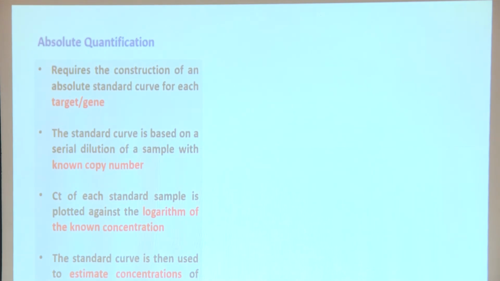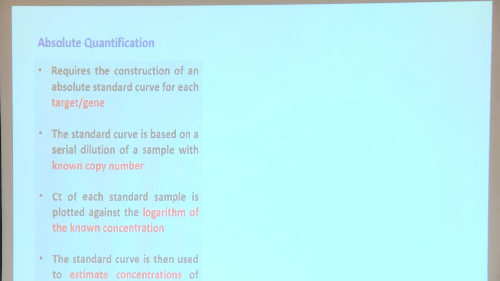Some more points about absolute quantitation. In absolute quantitation, you are estimating the number of template copies in your sample. It requires construction of an absolute standard curve for each target gene, and the standard curve is based on the serial dilution of the sample with a known copy number. The CT value of each standard sample is plotted against the logarithm of the known concentration, and the standard curve is then used to estimate the concentration of unknown samples. So, we are going to demonstrate that. That will give you a much clearer view of how to do this absolute quantitation.